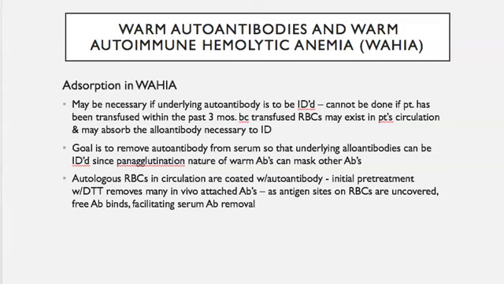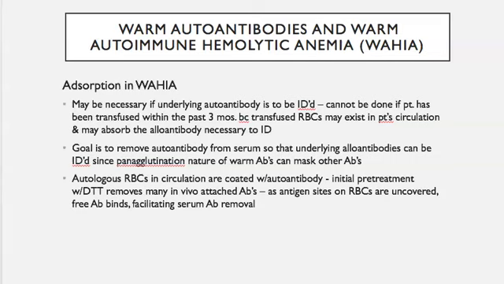Okay, and then adsorption, again, with warm autoimmune hemolytic anemia. This might be necessary if there's an underlying autoantibody that needs to be identified. It cannot be done if the patient has been transfused within the past 3 months, because those transfused red cells might exist in the patient's circulation and may absorb the alloantibody that we need for identification. So the goal is to remove the autoantibody from the serum so that any underlying alloantibodies can be identified, since the pan-agglutination nature of warm antibodies can mask other antibodies.